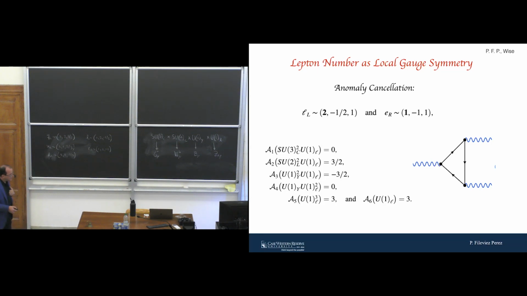However, it's actually not so difficult. For example, if you put the right-handed neutrinos in the game, these two anomalies are zero. You need actually three copies of right-handed neutrinos to get this. But still you have to deal with these anomalies here. But you have a very strong motivation. You know neutrinos are massive.